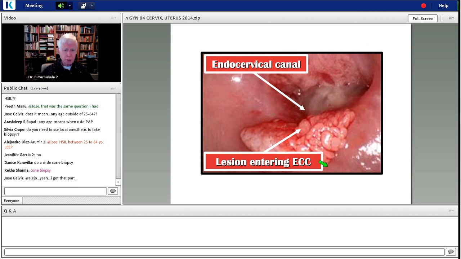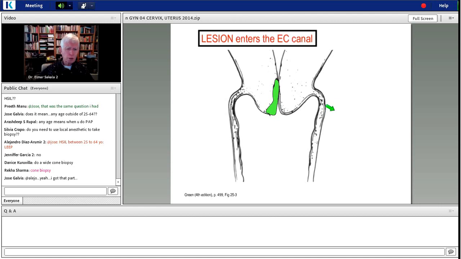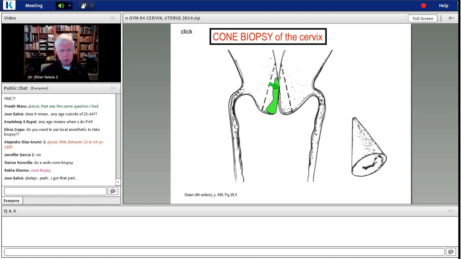Here you can see the endocervical canal, and here you can see a lesion which is going down into the canal. I don't like to see that. So that's when we do our cone biopsies. You cannot tell how deep it has gone, so you need to do a cone biopsy that looks like this. And you can appreciate, if you take a lot of the stroma out, what will that do to the strength of the cervix?